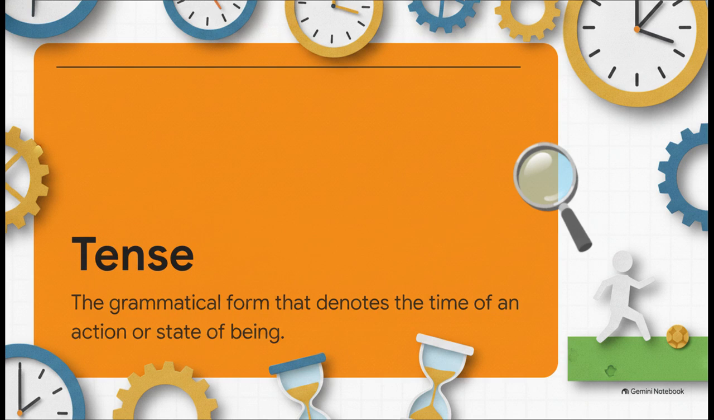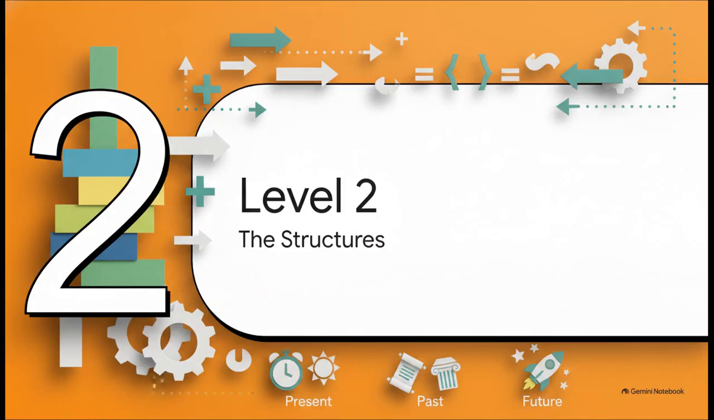Tense is simply the grammatical form that denotes the time of an action or state of being. Basically, time is the boss here. Time dictates when an action, like writing a letter or playing football, actually occurs. And the tense? Well, the tense is really just the outfit the verb wears to show you that specific time. Let's move to level 2 and see how this builds the structures.